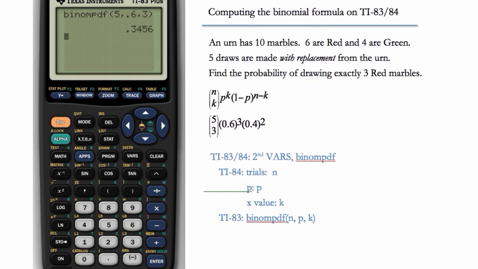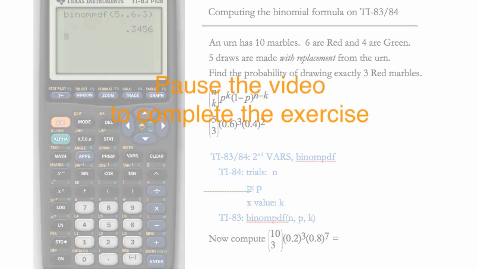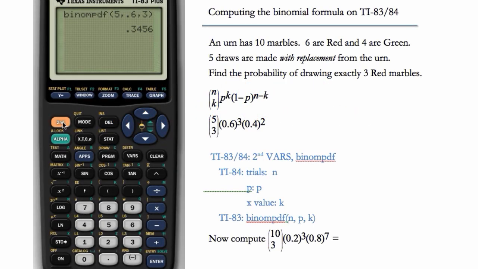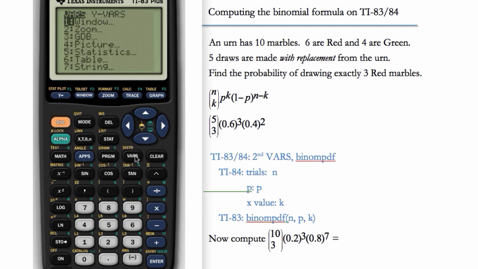Okay, now try this on your own. So compute this binomial formula on your calculator. If you're using the TI-83, it should look like this. Second, vars, binomPDF, 10, 0.2, 3.